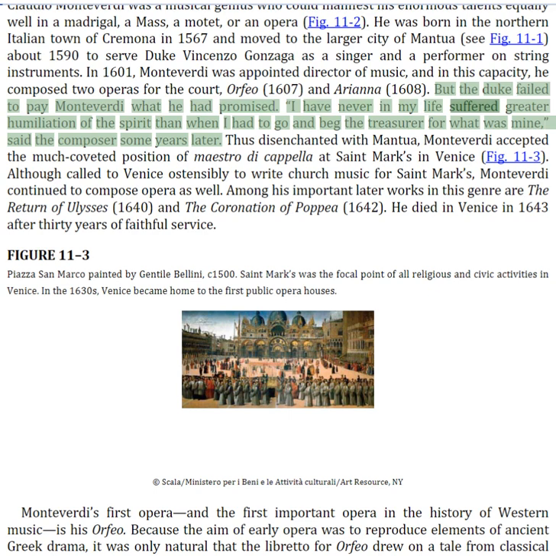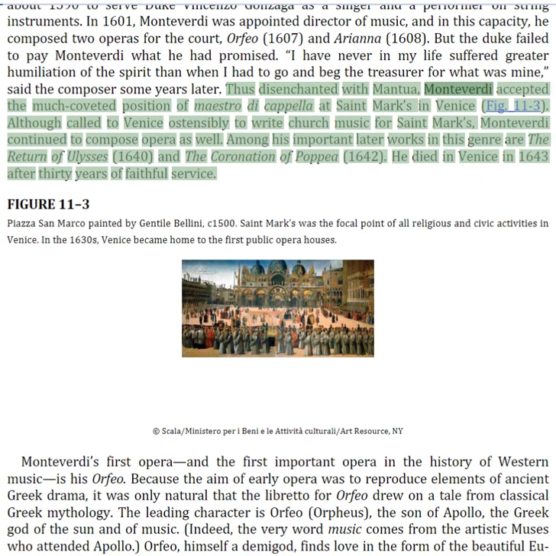"I have never in my life suffered greater humiliation of the spirit than when I had to go and beg the treasurer for what was mine," said the composer some years later. Thus disenchanted with Mantua, Monteverdi accepted the much-coveted position of Maestro di Cappella at St. Mark's in Venice. Although called to Venice ostensibly to write church music for St. Mark's, Monteverdi continued to compose opera as well. Among his important later works in this genre are The Return of Ulysses and The Coronation of Poppaea. He died in Venice in 1643 after 30 years of faithful service.